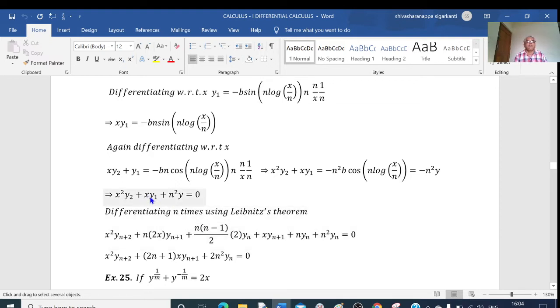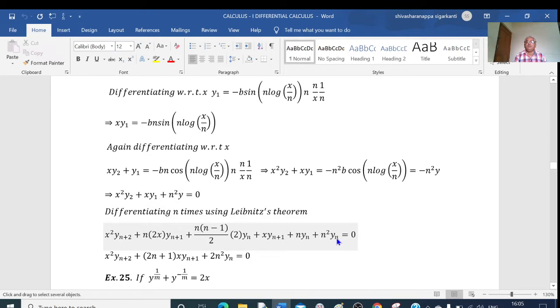Plus coming to this one, again applying Leibniz theorem to find the nth derivative, I will keep this x as it is into the nth derivative of y1 which is y_(n+1), plus nC1 is n into the derivative of x which is 1 into one less derivative, which is y_n. Now this ends here because the next term would be the derivative of 1, which becomes 0. So all the terms after this will become 0. So only 2 terms I am getting here. Plus, coming to this one, n square is a constant quantity as it is.